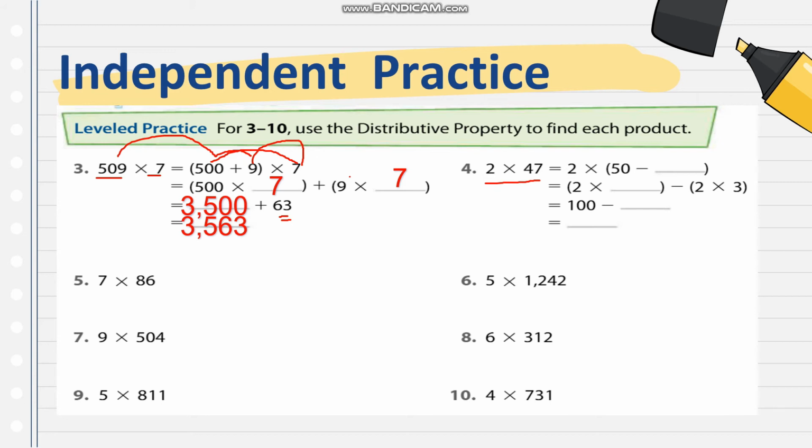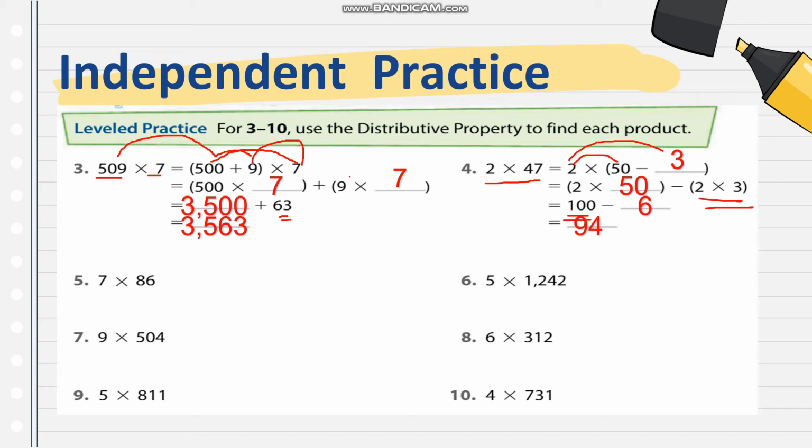Using subtraction and the distributive property, 2 multiplied by 47, so I will make 2 multiplied by 50 minus what to make it 47? So I will subtract 3. So 2 multiplied by 50 and 2 multiplied by 3. So 2 multiplied by 50 is 100 and 2 multiplied by 3 is 6. So 100 minus 6 is 94. The same thing with 7 multiplied by 86.